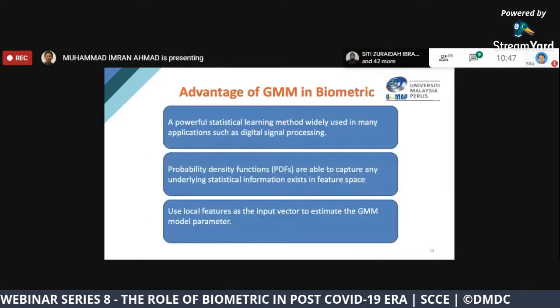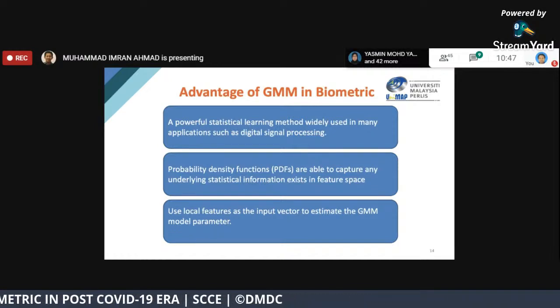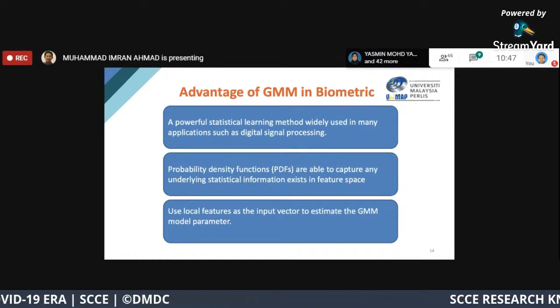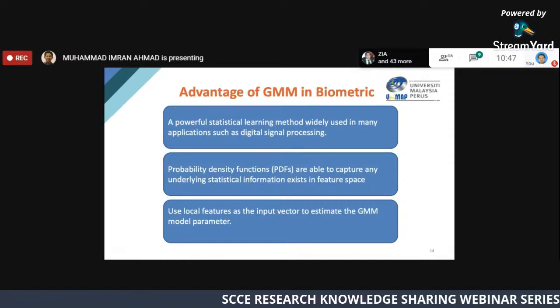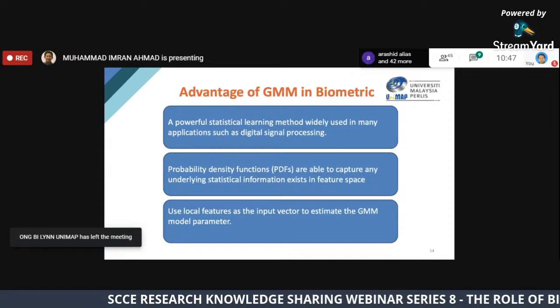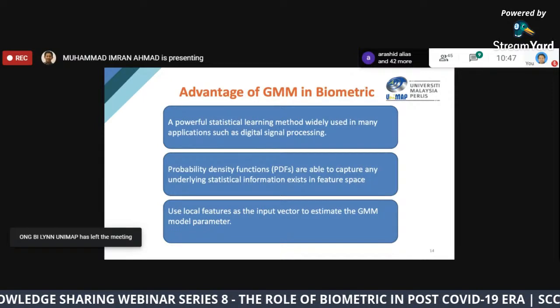So what is the advantage of GMM? I can say here GMM is better compared to LDA and PCA that we discussed just now, even though the complexity of GMM is higher compared to PCA and LDA.